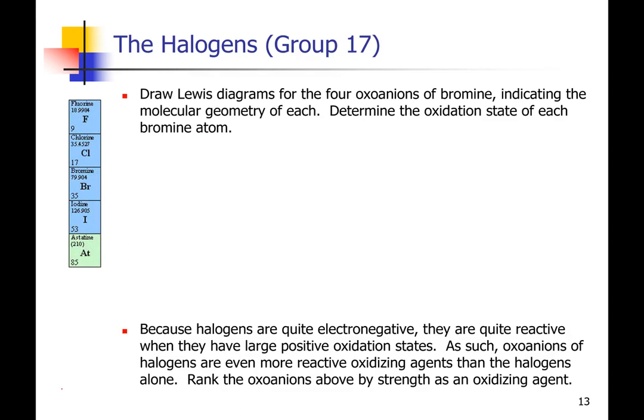So now it's your turn to practice assigning some oxidation states. I'm going to ask you to draw Lewis diagrams for the 4 oxoanions of bromine. So that means you're looking at BrO-, BrO2-, BrO3-, and BrO4-. May as well get some practice with VSEPR, so identify the molecular geometry for each of those ions, and then calculate the oxidation state. So pause the video while you do that, and when you're done, unpause, and I'll work through them.